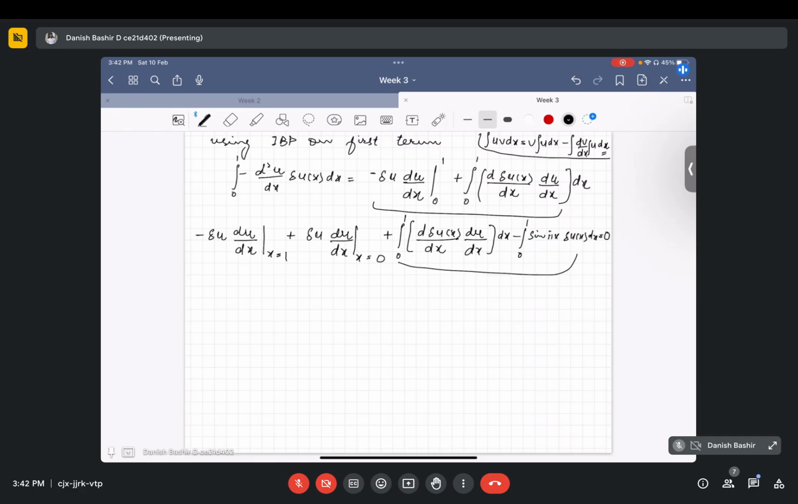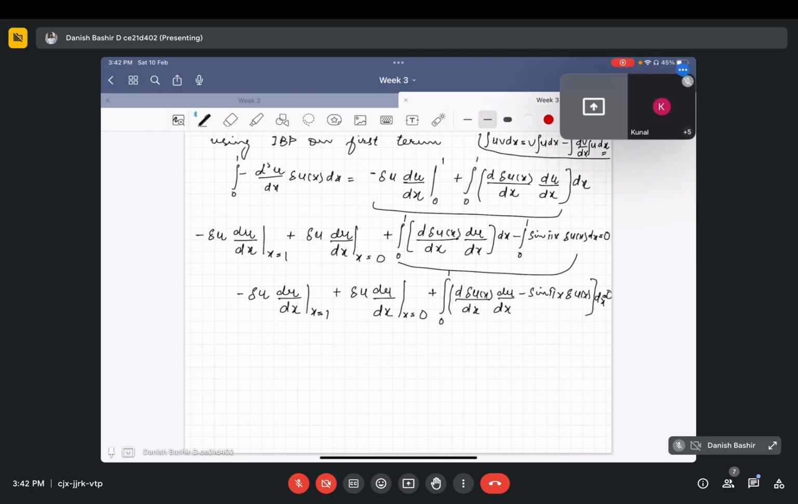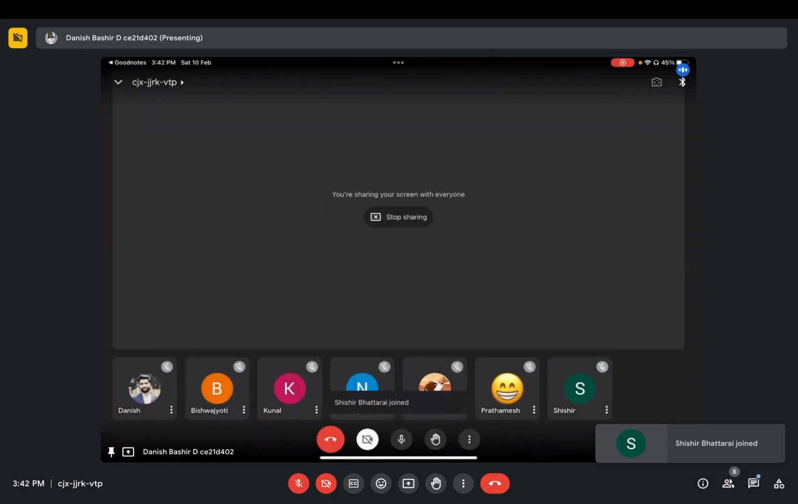So if I combine these two integrals, I will be getting minus delta u du by dx at x equals 1 plus delta u du by dx at x equals 0, plus I will combine this integral 0 to 1. I will get d delta u of x by dx du by dx minus sin pi x delta u of x, and this whole is under integral with respect to dx is equal to 0.